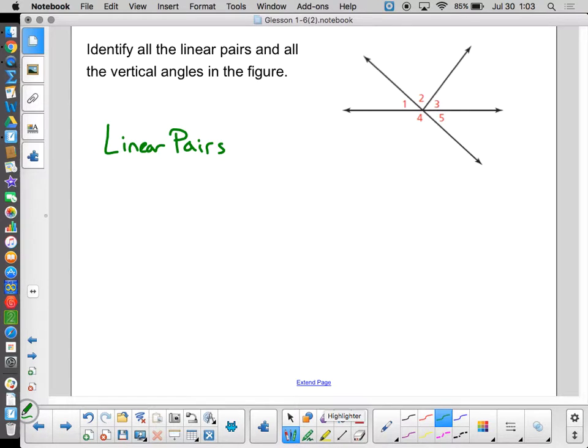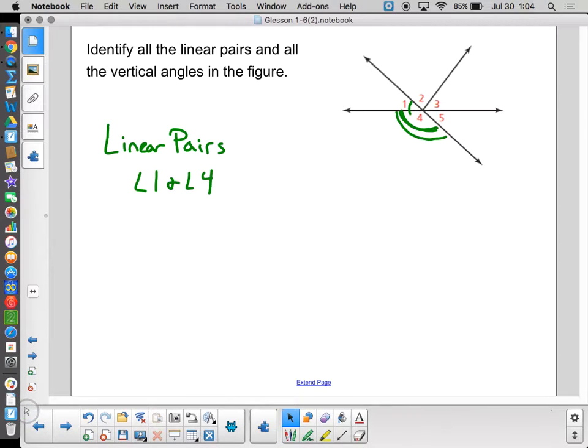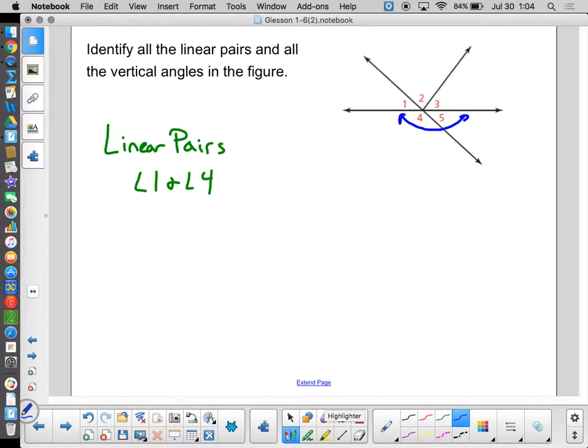So two angles that when I put them together, I get a straight line. They have to be adjacent, so same vertex. So angle 1 would be a linear pair with angle 4. Oops, I do want a second arc there because it's there. So angle 1 and angle 4 are a linear pair. Is there another set of linear pairs here? Well, sure, 4 and 5 would seem to go together as a linear pair.